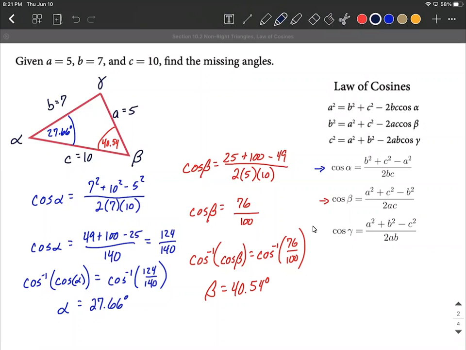All right, the last one we need to find is gamma. Well, we could fill into the third version here for our law of cosines. Nothing wrong with that. However, once you have 2 of the 3 angles, we can get the third one pretty easily, as long as we remember that all the angles in a triangle have to add up to 180 degrees. So we start with 180 and subtract off the 27.66 degrees and the 40.54 degrees that we already found. So 180 minus 27.66 minus 40.54 is going to be 111.8 degrees.